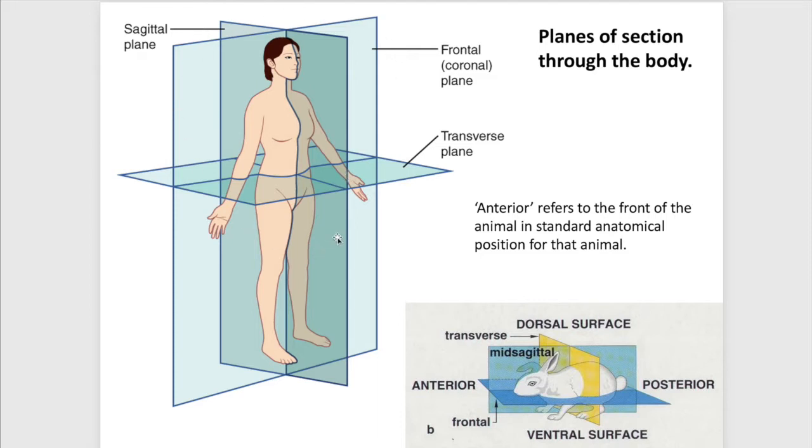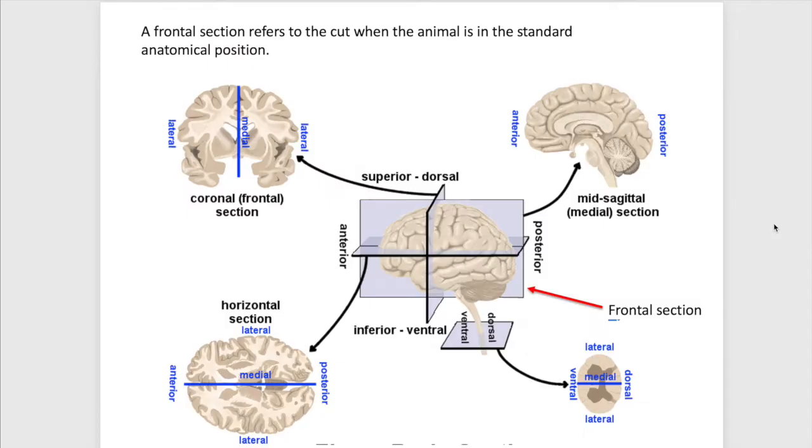These are the ones we want to worry about. Where it's frontal, cut the patient into an anterior and a posterior half. Sagittal, I cut the patient into a right and a left half. Transverse plane, I'm cutting the patient up just like I'd cut a sausage, a number of slices.